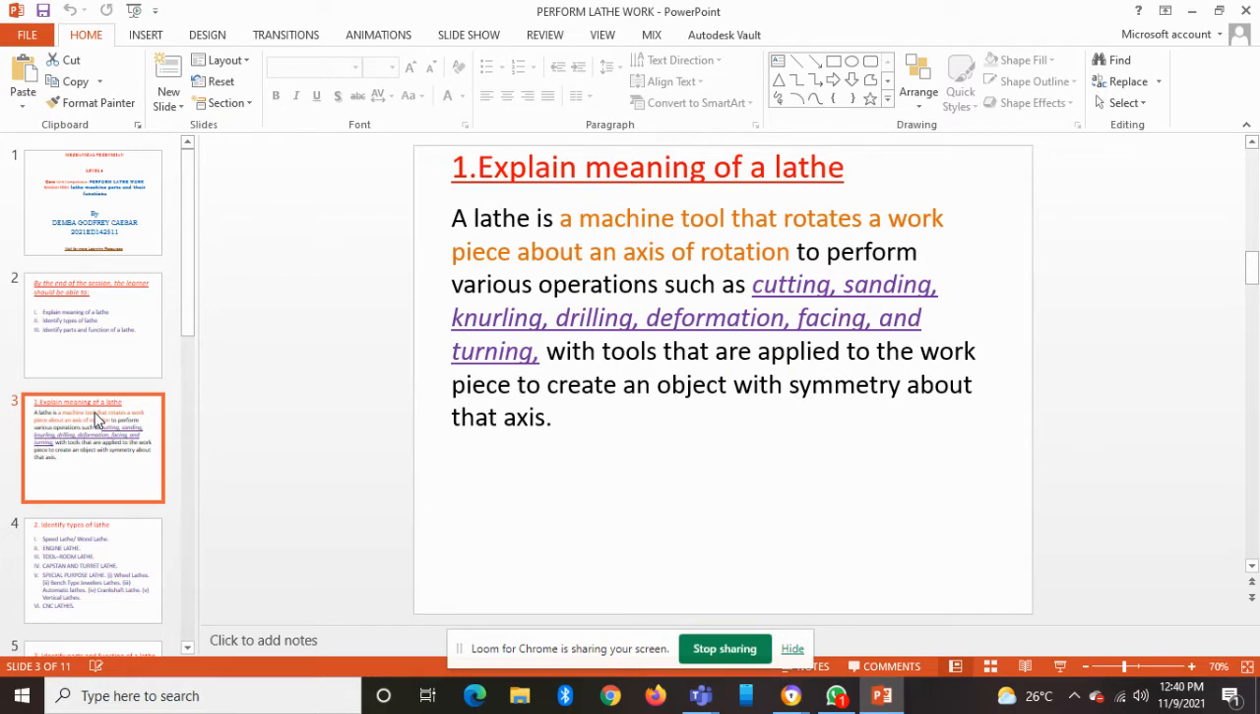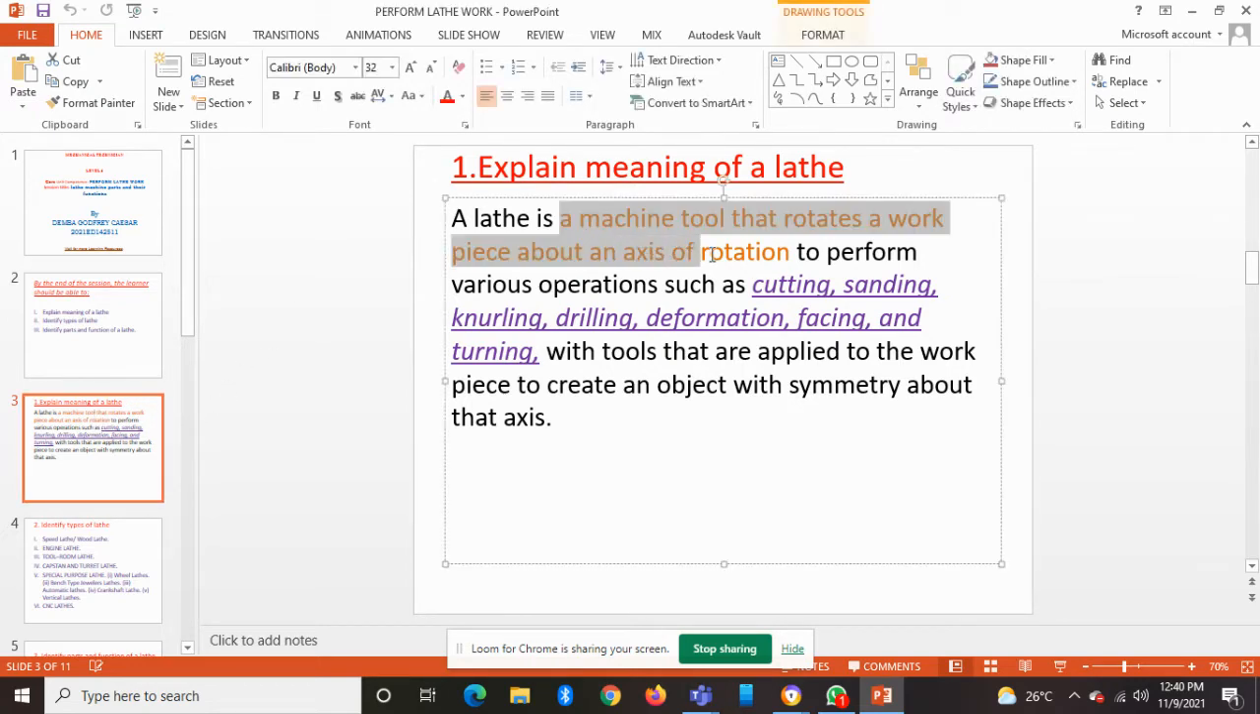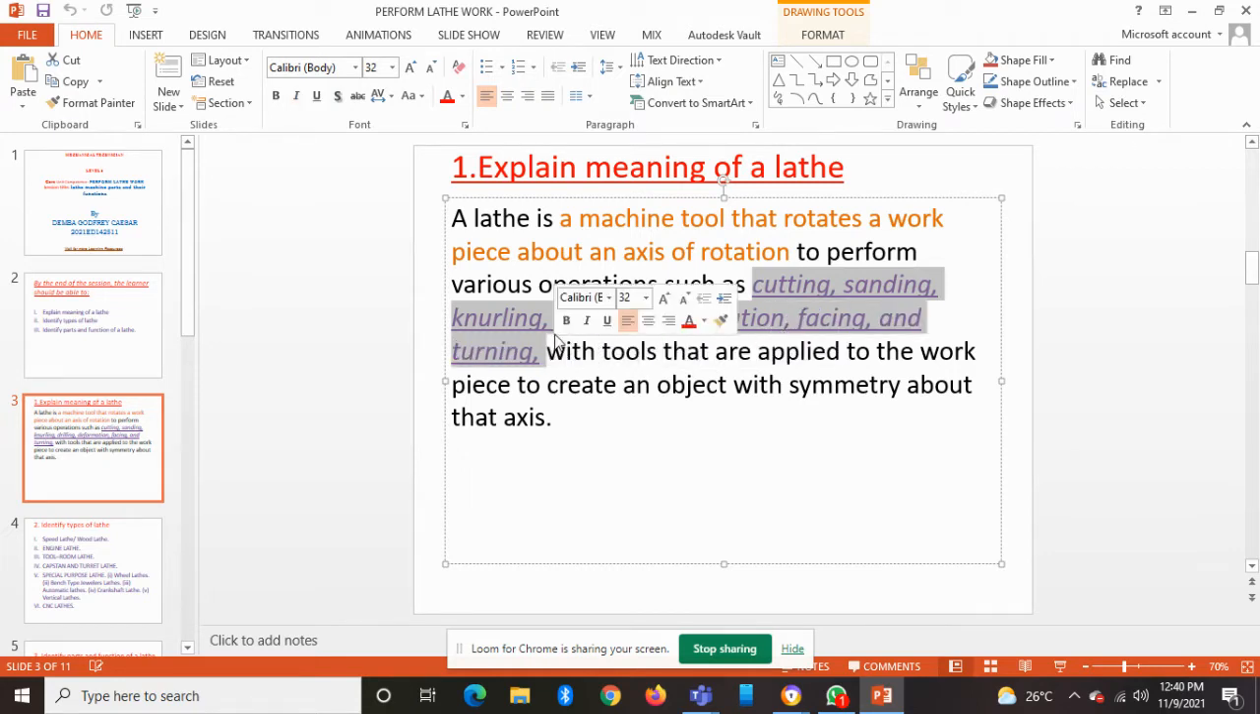There are some key points you have to put in for you to be able to answer this question adequately. 1, a lathe is a machine tool that rotates about its axis. Secondly, talk about the operations that the machine does, for example, cutting, knurling, deformation, facing, and turning. Once you have put those two areas, you shall be in a position to answer that question adequately.